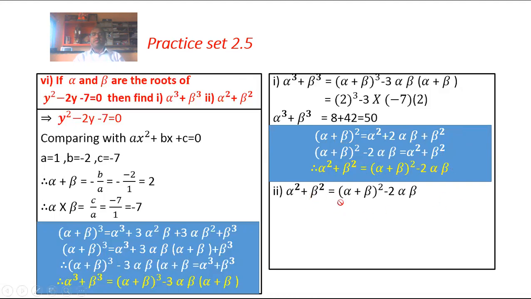Therefore, substitute the value of alpha plus beta and alpha into beta in this equation. Therefore, alpha plus beta is 2. 2 square minus 2 multiply minus 7. 2 square is 4. Minus minus is a plus. 2 7 is 14. 4 plus 14 is equal to 18. Hence, the value of alpha square plus beta square is equal to 18.